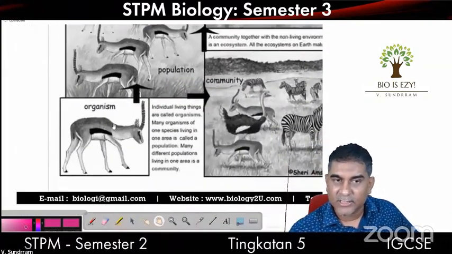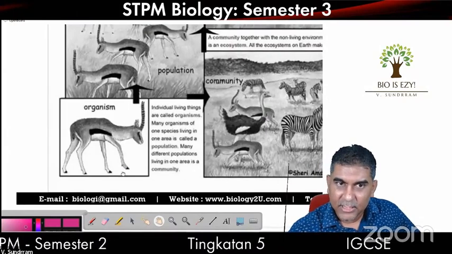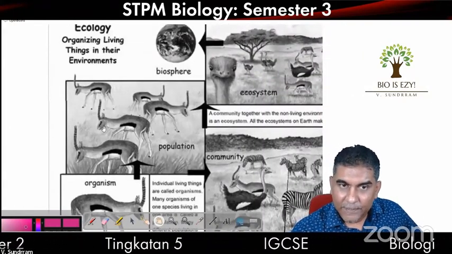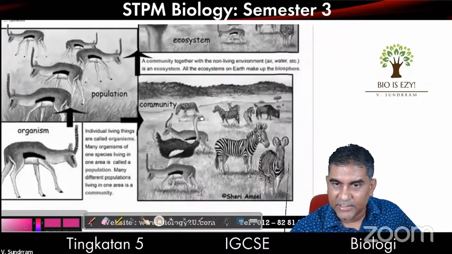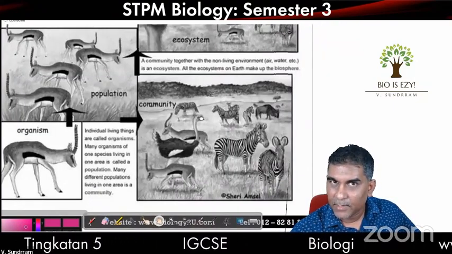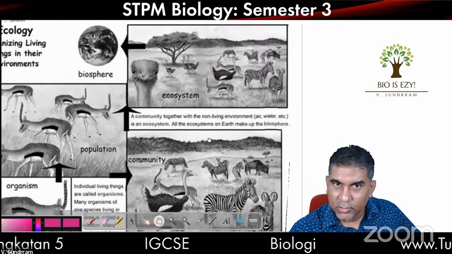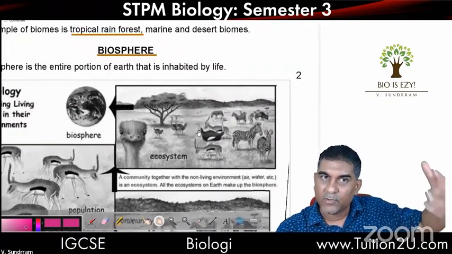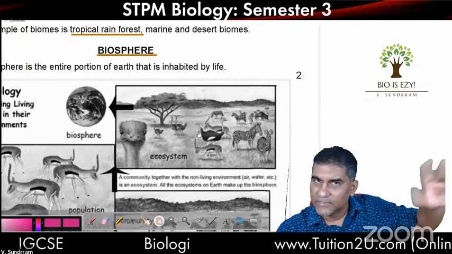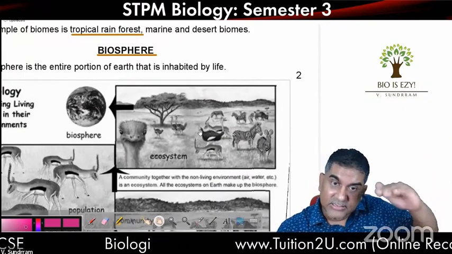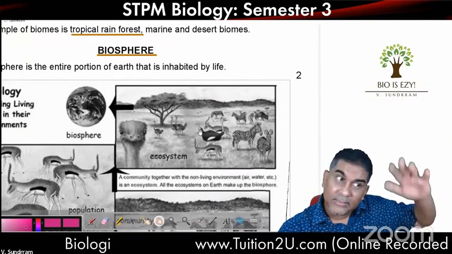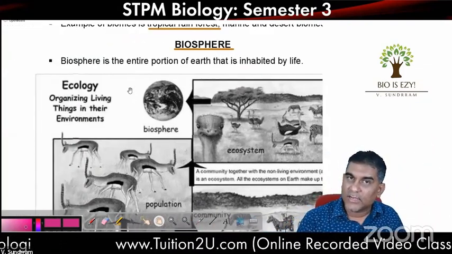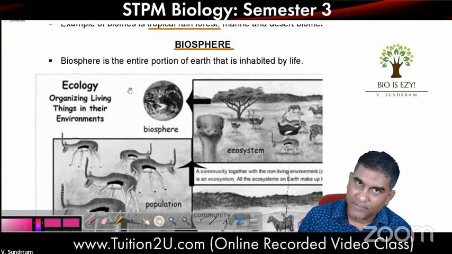One organism, one species. Many organisms, same species, population. Many populations in the same area, community. The moment we include non-living, it becomes ecosystem. Water, air, atmosphere, sunlight, ecosystem. The larger ecosystem is biome. The largest is the biosphere, the portion of the earth where living organisms can be found.